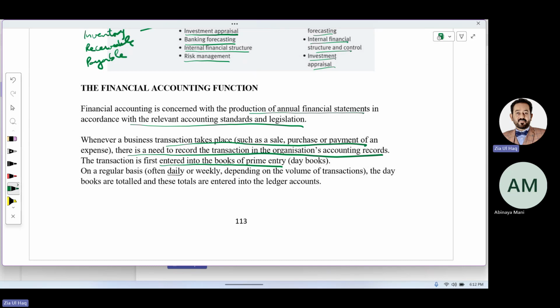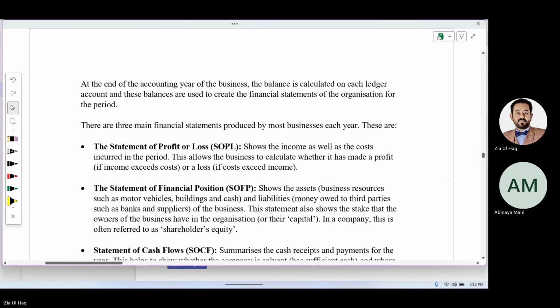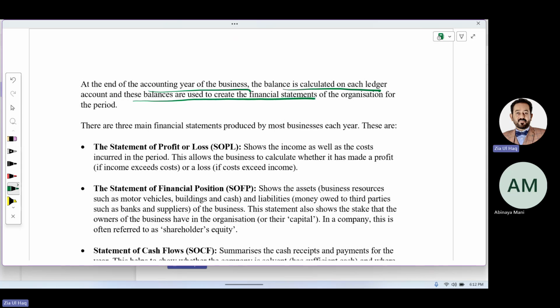This is done on a regular basis, often daily or weekly, depending upon the volume of transactions. If there are more transactions, you have to record on a daily basis. If there are few transactions, you can record on a weekly basis. The day books are totaled and these totals are entered into ledger accounts. From the ledger, the company prepares financial statements. At the end of the accounting year of the business, the balance is calculated on each ledger account. Those balances are used to create the financial statements of the organization.